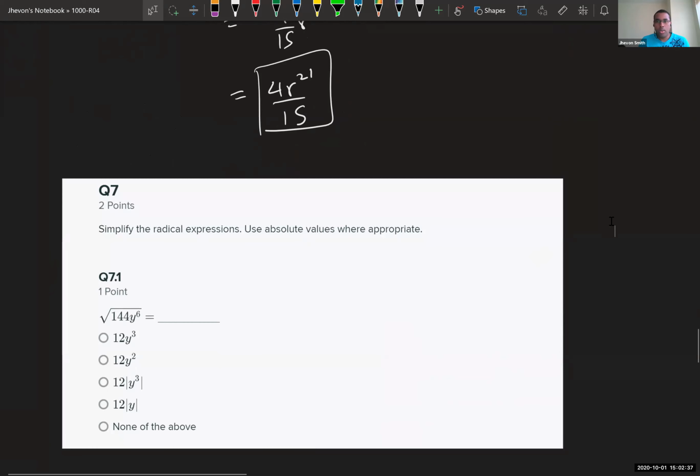Okay, what does this simplify to? Square root of 144 y to the 6th. 12y to the 3rd. Which one? 12y to the 3rd? Wait, no, sorry. Won't that be the absolute value of y to the 3rd? You need the absolute value.